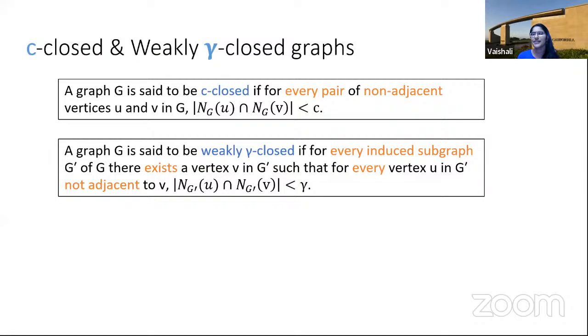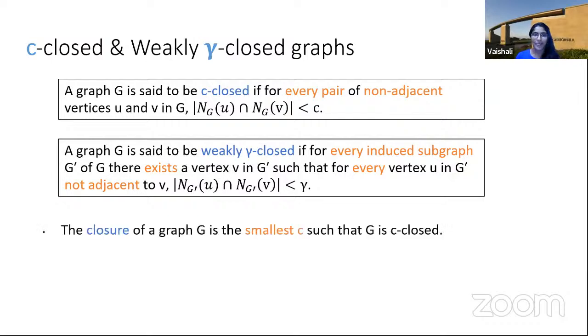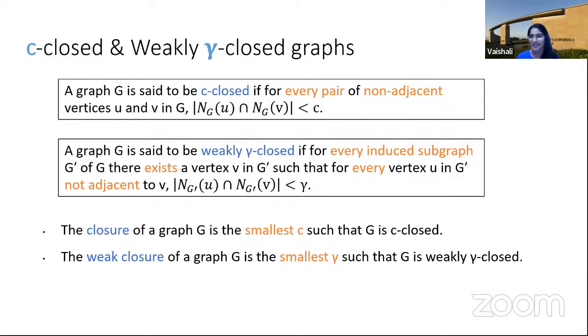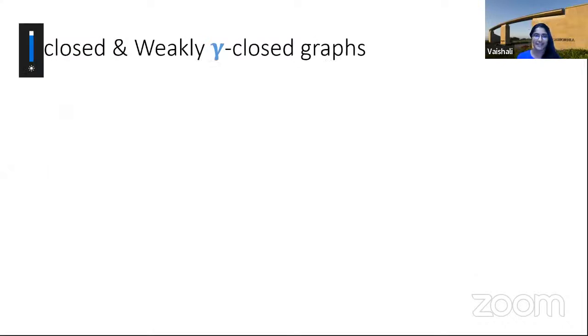A slightly weaker notion: a graph is said to be weakly gamma closed if for every induced subgraph, there exists a vertex which shares at most gamma common neighbors with all of its non-adjacent vertices. The closure of a graph G is the smallest C such that G is C closed, and the weak closure of a graph G is the smallest gamma such that G is weakly gamma closed. Closure and weak closure of a graph are properties which have been introduced very recently. So let's see why they're interesting.